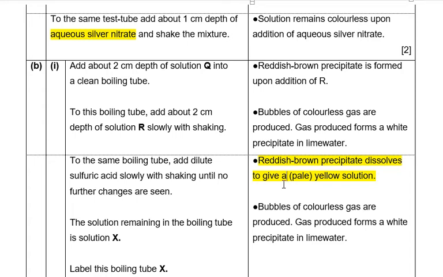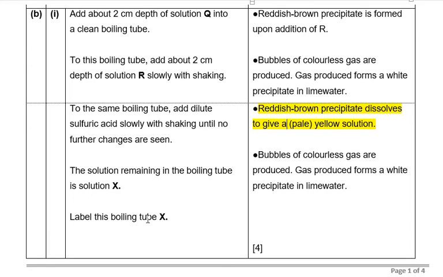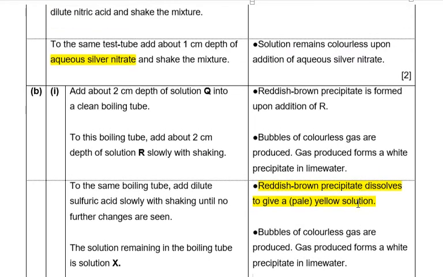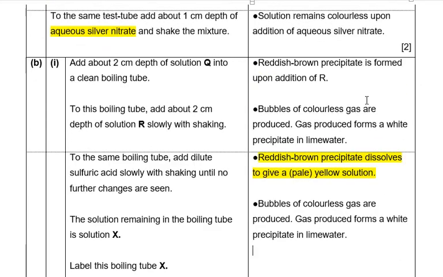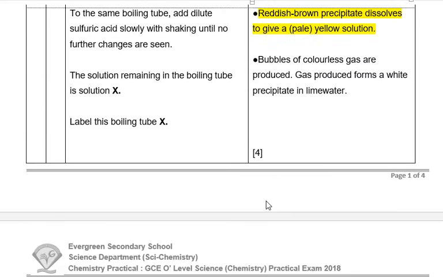And on top of that, you are asked to label the solution remaining in the boiling tube as solution X. Now during this process, when you add sulfuric acid, bubbles of colorless gas are also produced. And if you go and test for the gas, again, the gas produced will form a white precipitate in lime water. So over here, I have a total of 1, 2, 3, 4, 5, okay, 2 plus 4. So the first page will have a total of 6 marks.